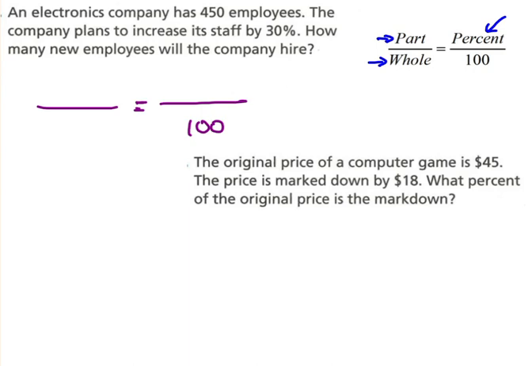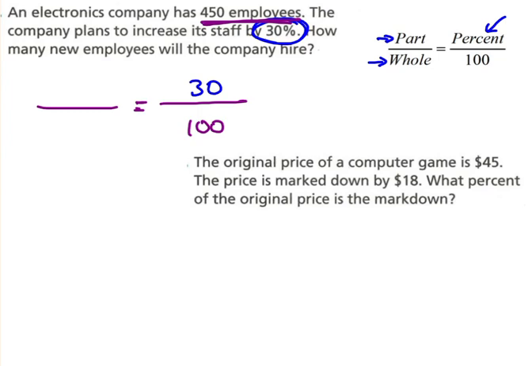It said an electronics company has 450 employees. The company plans to increase its staff by 30%. How many new employees will the company hire? Well, 30% is pretty easy. That's clearly my percent, so it goes over my 100. The 450 is where we have to think. So read the question again to yourself. What is the 450 telling me? Is that all of the employees right now? Or is that just some of the employees?